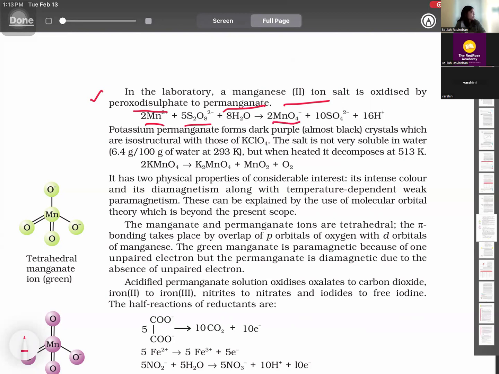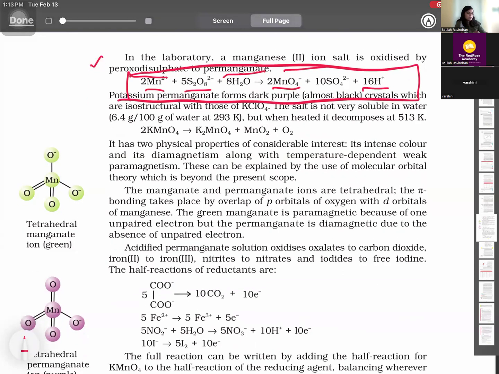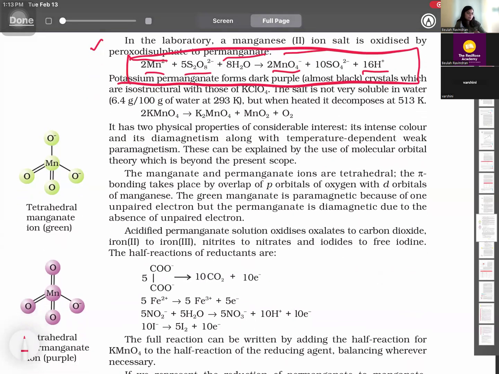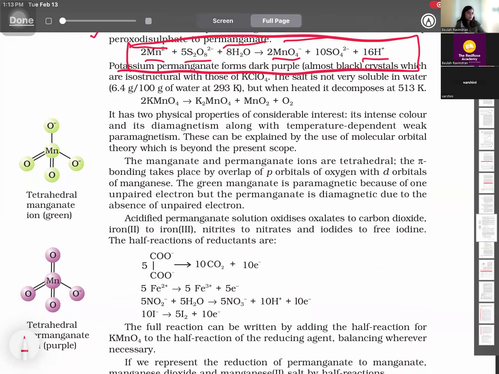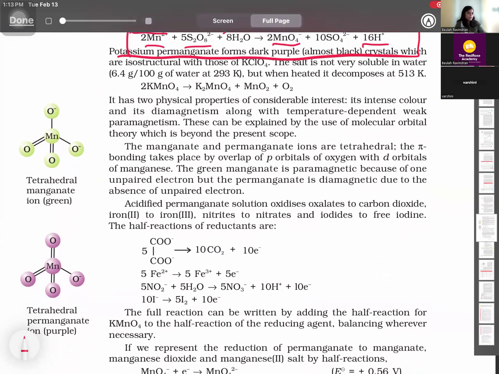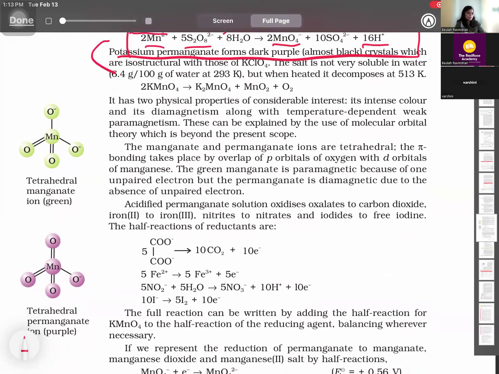Permanganate is there, right? Then 10SO4 2 minus, then 16 H plus. This is the ionic equation for this. Is it clear for you? Then potassium permanganate, this is given as a topic. Actually, two structures are discussed over here. The physical properties are of your interest, you can learn all these things.